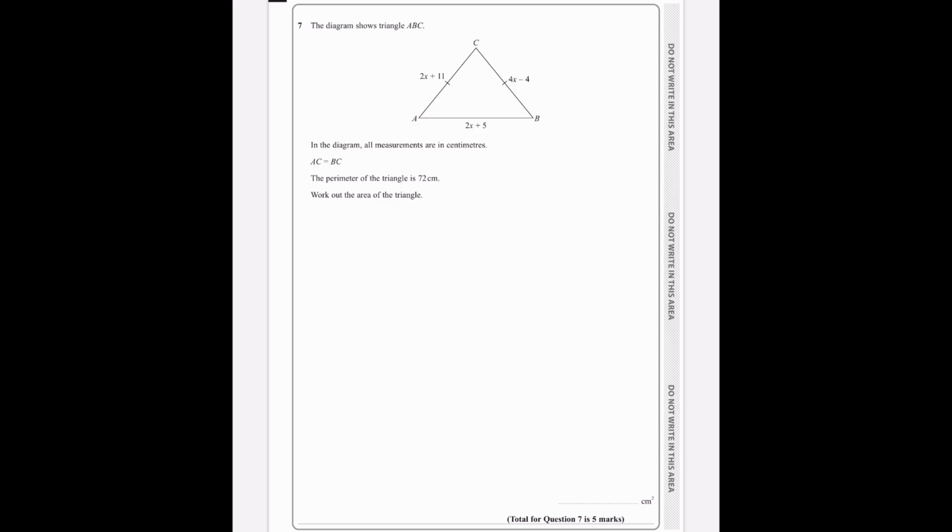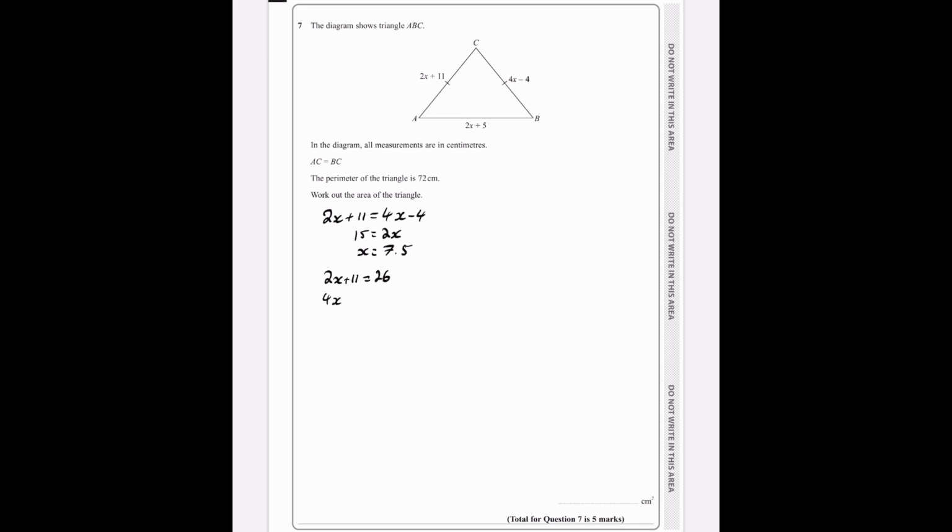Question number 7, we've got an isosceles triangle here, so A to C and C to B will be equal in length. That allows us to construct an equation for the two lengths, so 2x plus 11 will be equal to 4x minus 4. Add 4 to both sides, subtract 2x on both sides, divide both sides by 2, x would be equal to 7.5.